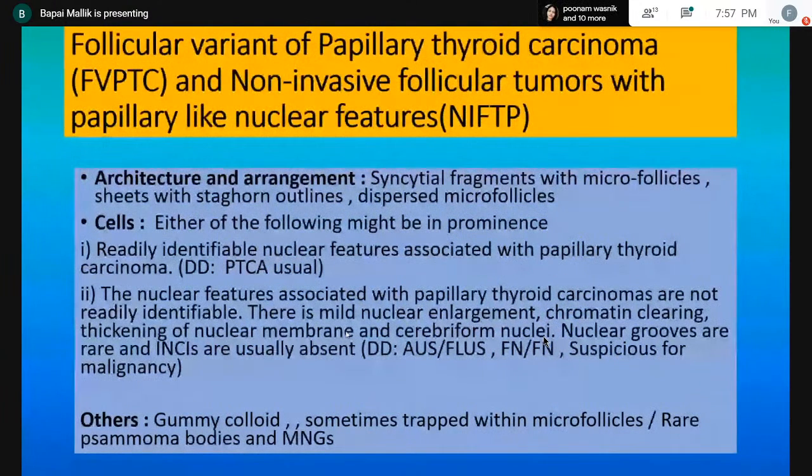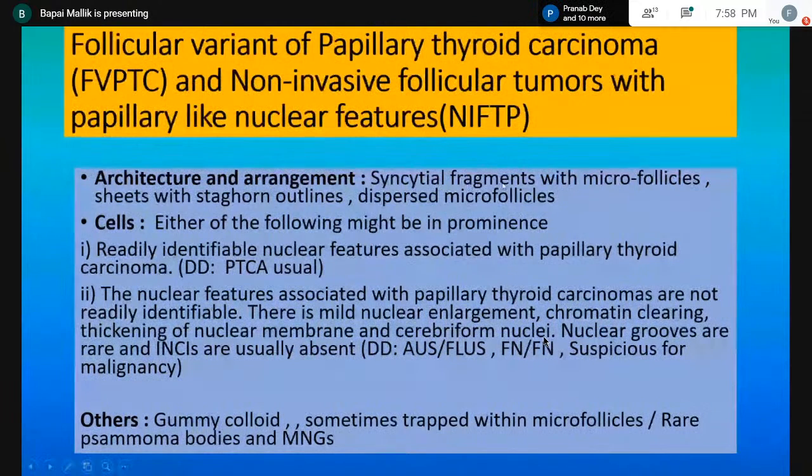The next one is a difficult one. This is the follicular variant of papillary thyroid carcinoma and the non-invasive follicular tumors with papillary-like nuclear features. On FNA, they show more or less the same features. Now, the first point that I would like to make, and this is an extremely important point, before we go into the nuclei and the cells in general, we should take a very good look at the architecture, because from the architecture and arrangement, you can sometimes get a pretty nice hint that we are possibly dealing with this entity.